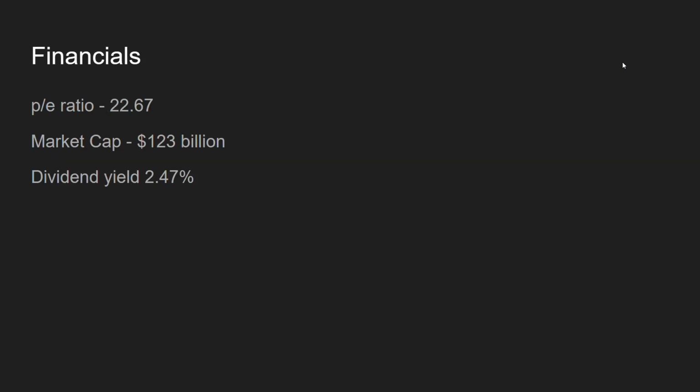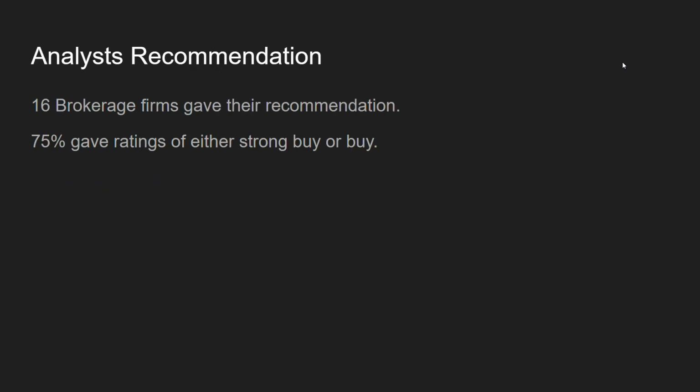The first thing I want to do is look at the company's financials. At current prices, the company has a P/E ratio of 22.67, which is price divided by earnings per share. They have a market cap of $123 billion and a dividend yield of 2.47%. One thing I wanted to look at is the P/E ratio, because historically that is pretty high for this stock.